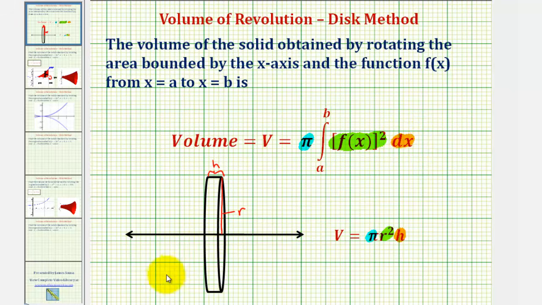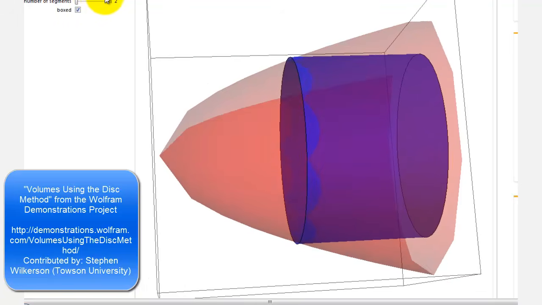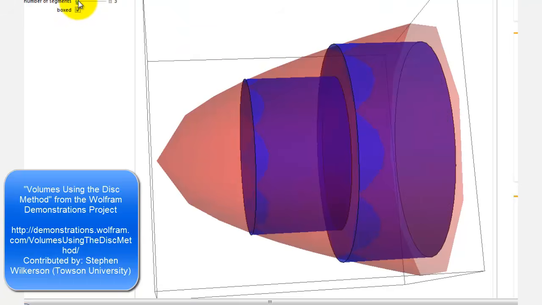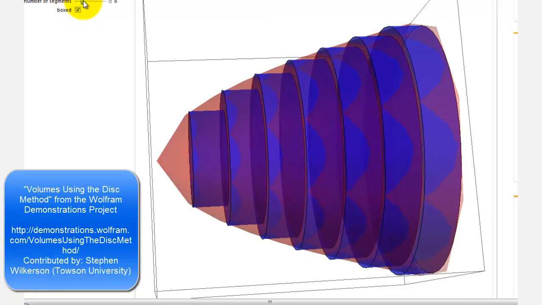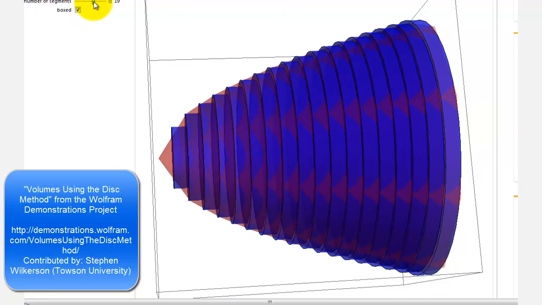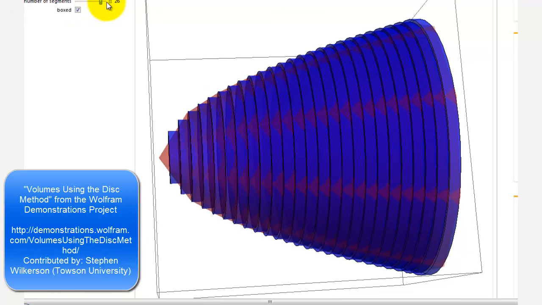So to visualize this, if we rotate a region about the x-axis, it might look something like this. To approximate this volume, we could use right circular cylinders, as we see here, but notice as the number of right circular cylinders increases and approaches infinity, the volume of the disks, or right circular cylinders, would approach the volume of the solid. So as the number of disks approaches infinity, this forms our integral that we're using to find the volume.